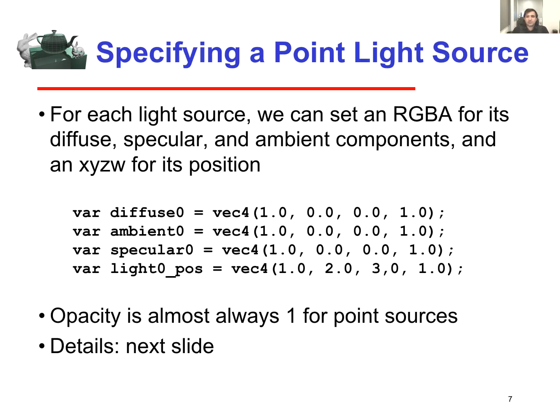For each light source, we can set an RGBA for its diffuse, specular, and ambient components, and an XYZW for its position, as it's shown here. This is the position, and the first three are for the diffuse, ambient, and specular components of the light. The fourth element is the opacity, which is almost always 1 in this course for our light sources.